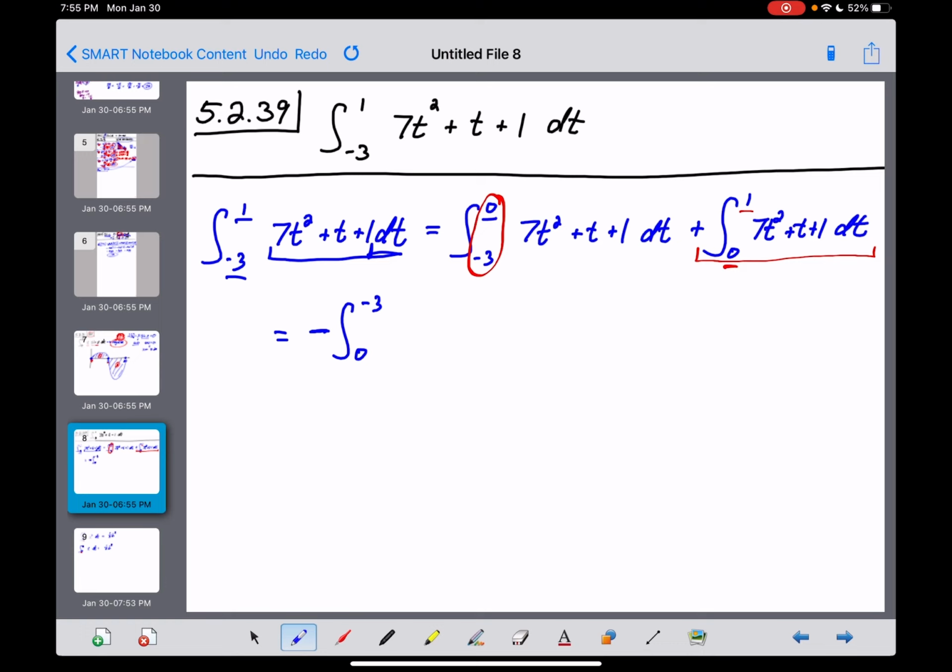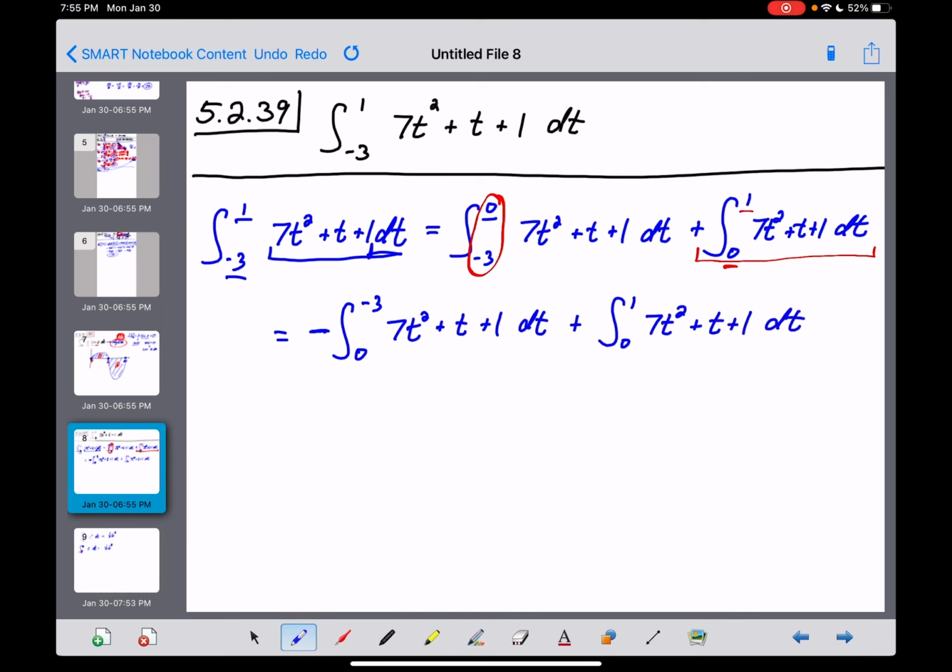Now everything else stays the same. 7t squared plus a t plus a 1 dt, and I'll leave that second integral alone just the way it was. Integral from 0 to 1 of 7t squared plus t plus 1 dt.